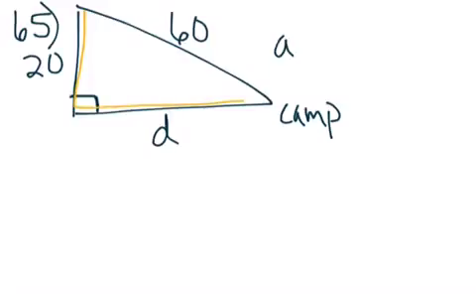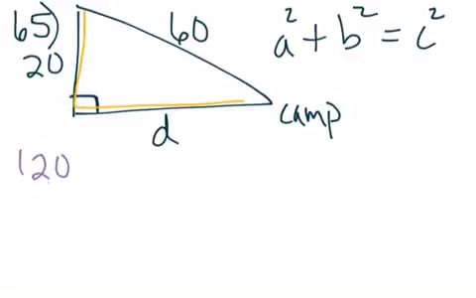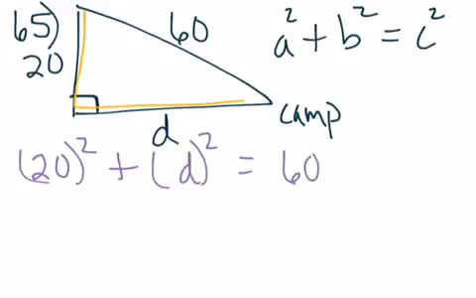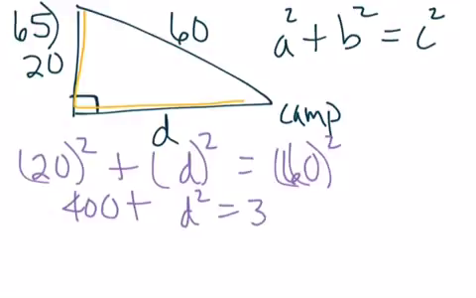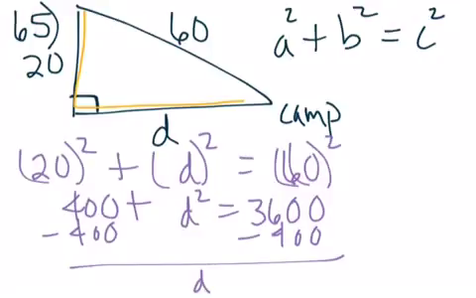So using Pythagorean, a squared plus b squared equals c squared. One of the legs is 20. So we use 20 squared plus the other leg is d equals 60 squared. 20 squared is 400 plus d squared equals 3,600. Subtract 400 from both sides, and d squared equals 3,200.